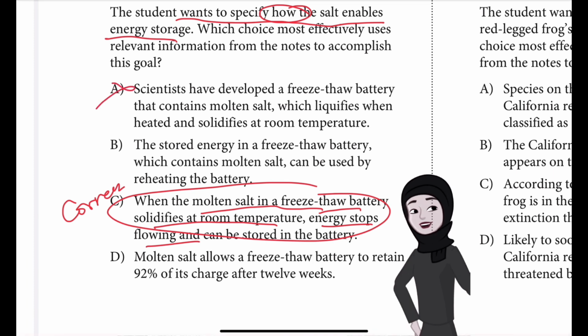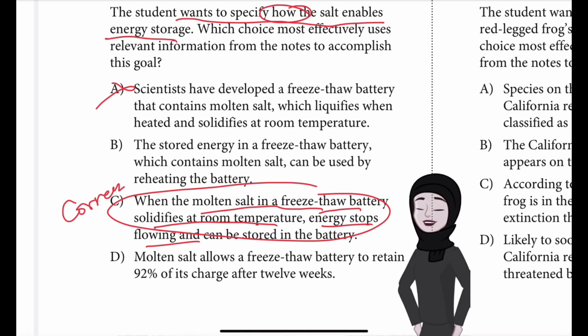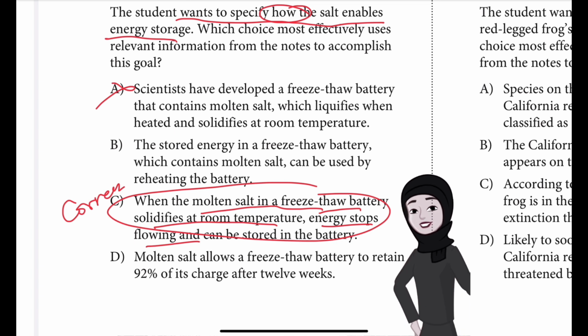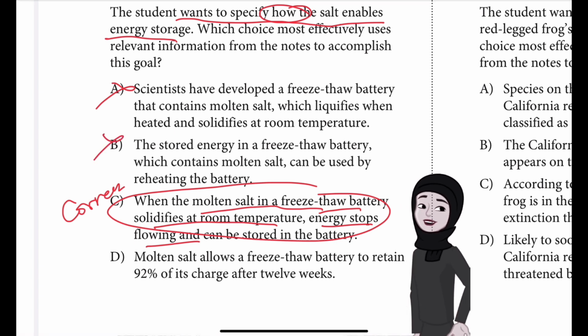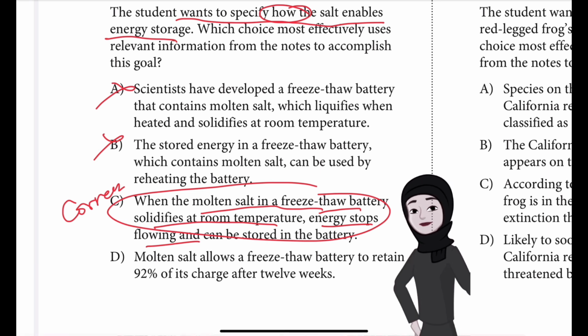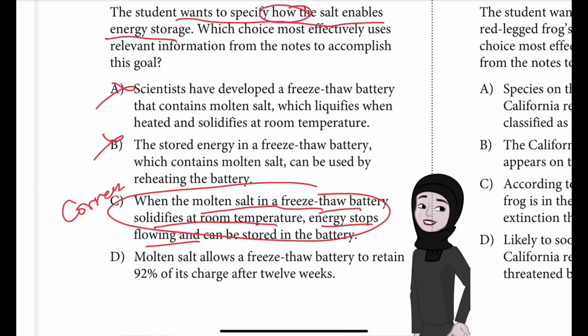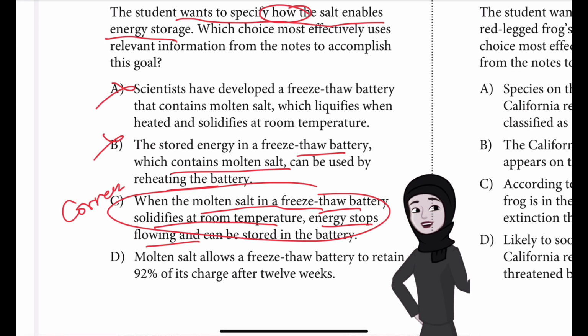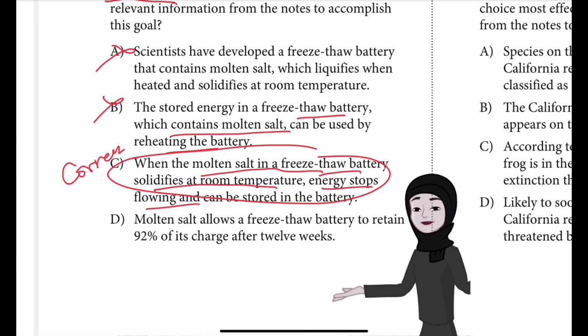Now A is incorrect because the sentence explains some properties of molten salt, but it doesn't specify how that salt enables energy storage. So it is not telling how the salt is able to store the energy. Choice B is incorrect because the sentence indicates how the energy in the freeze-thaw battery can be released, but it doesn't specify how the salt in the battery enables energy storage. It is just talking about it contains molten salt and can be used by, but how did the salt store the energy? That's not mentioned.